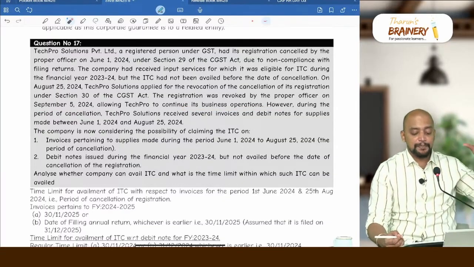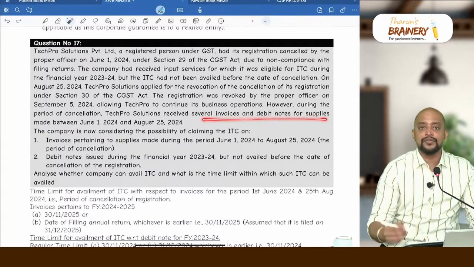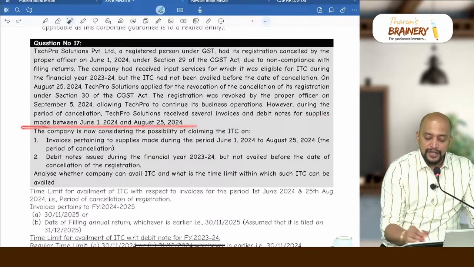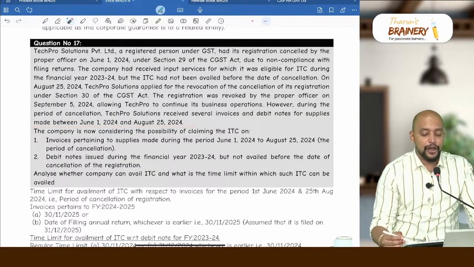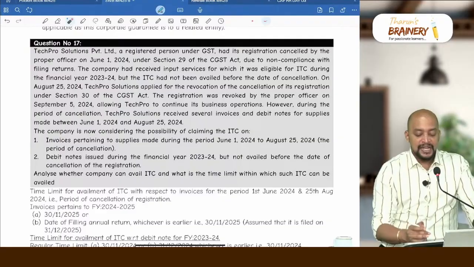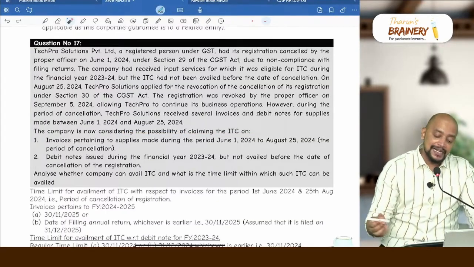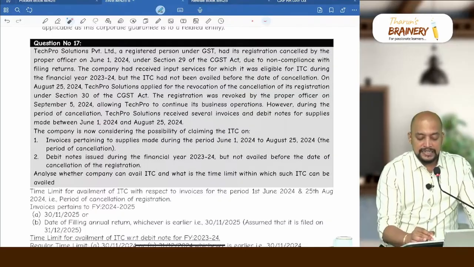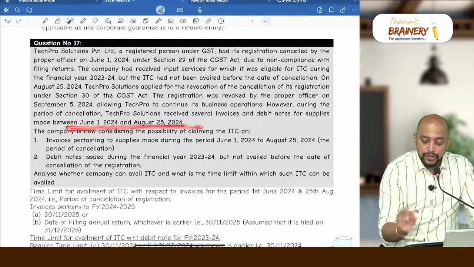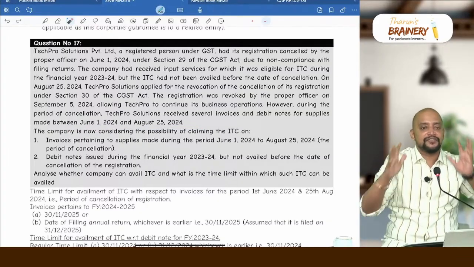The registration was revoked by the proper officer on September 5, 2024, allowing TechPro to continue its business operations. However, during the period of cancellation, TechPro Solutions received several invoices and debit notes for supplies made between June 1, 2024 and August 25, 2024. These are the facts of the case. Now, the company is considering the possibility of claiming ITC on invoices pertaining to the supplies made during the period June 1st to August 25, 2024. That is the period of cancellation.